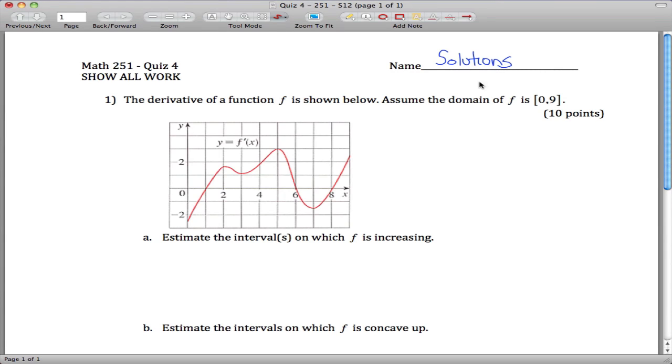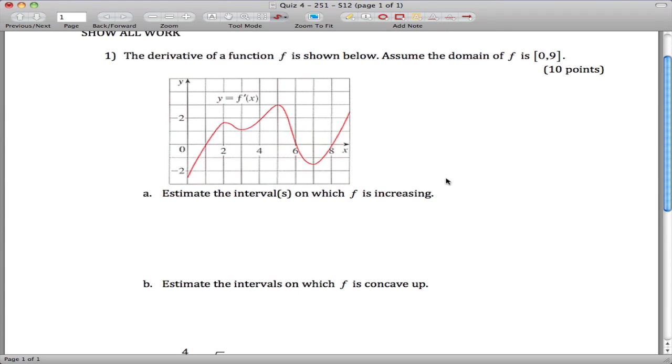All right, solutions to quiz 4 for Math 251. We're given the derivative of a function f. Be really careful. This graph right here is not the function f. It's the graph of the derivative of the function. This right here is f prime of x. And we're saying assume the domain is 0 to 9. So everything you see is everything we have here.